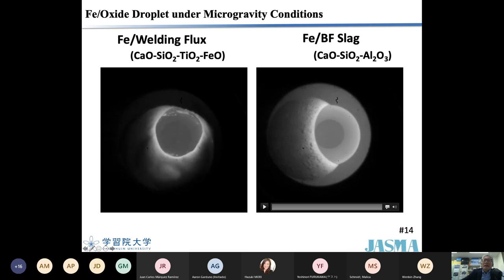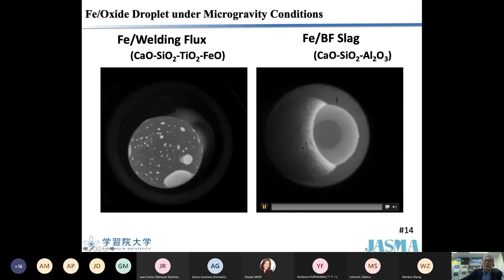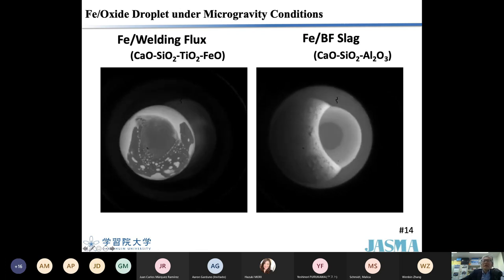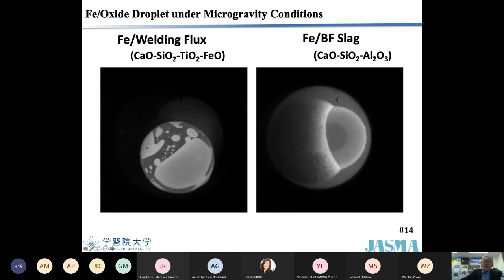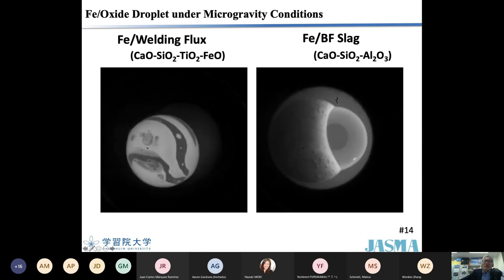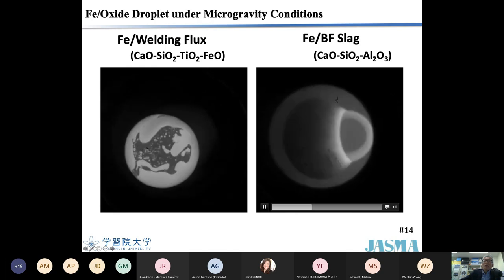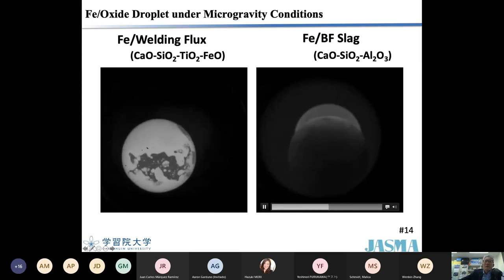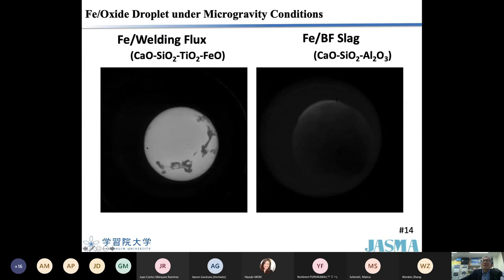So here is the making of the quartz droplet case. You can see here, the black part is the liquid iron, the white part is molten oxide. You can see the white part covers the black part. That means the molten oxide covers the liquid iron and makes a quartz droplet like this.